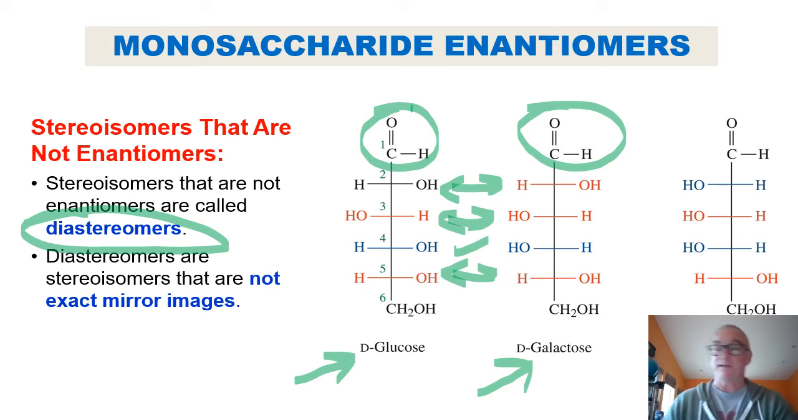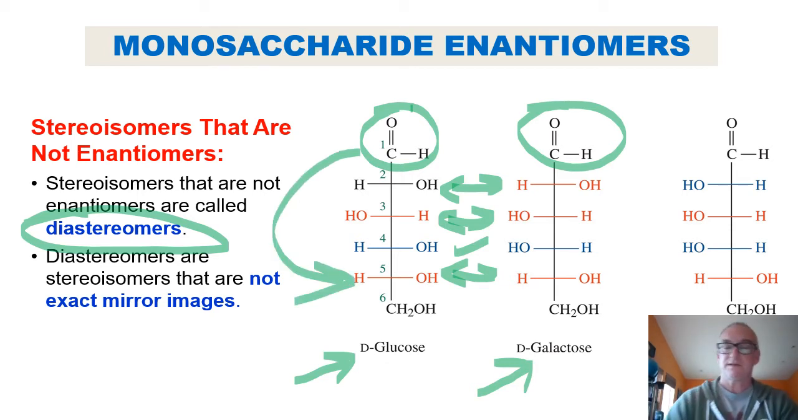And notice they're both D because the furthest chiral carbon away from the functional group at the top, they're both on the right side. So they're both D, but they're not enantiomers of each other.